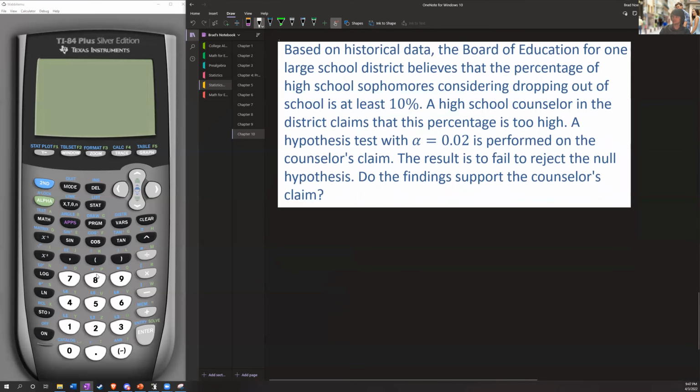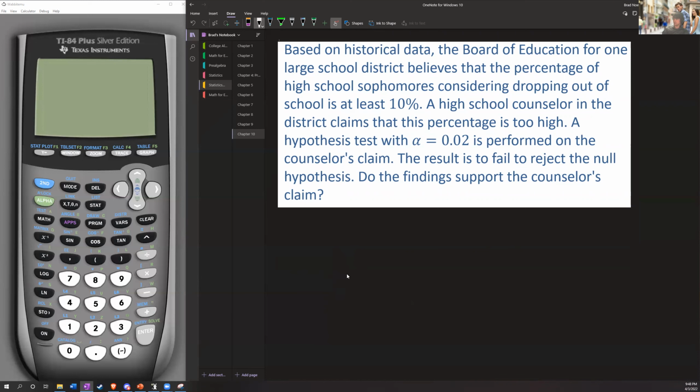Based on historical data, the Board of Education for one large school district believes that the percentage of high school sophomores considering dropping out is at least 10%. A high school counselor in the district claims that this percentage is too high. A hypothesis test with alpha equals 0.02 is performed on the counselor's claim. The result is to fail to reject the null hypothesis. Do the findings support the counselor's claim?